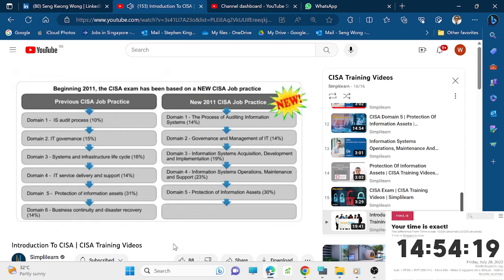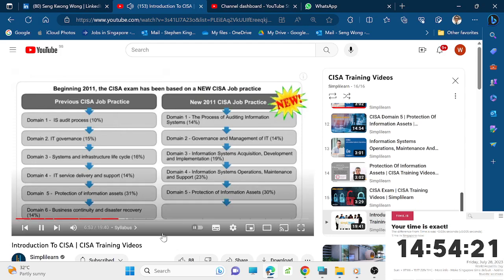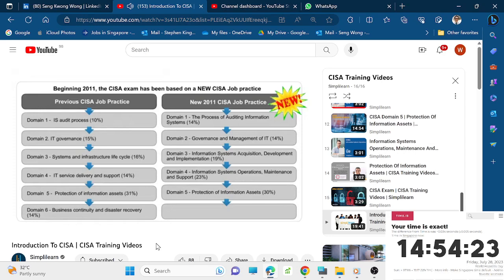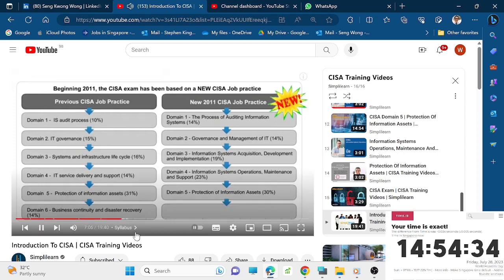Implementation, 19%, approximately 38 questions. Domain 4, Information Systems Operations, Maintenance and Support, 23%, approximately 46 questions. Domain 5, Protection of Information Assets, 30%, approximately 60 questions. Therefore, let us proceed to understand the new syllabus in the next slide.